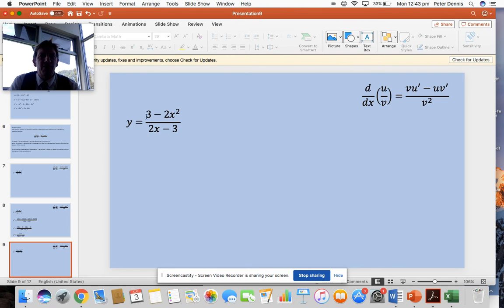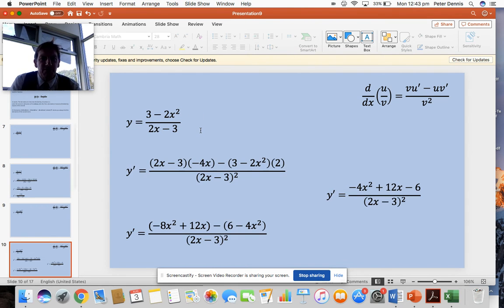And this last one, it's a little bit more happening here and a lot more negative. So again, what are we going to do? It's going to be the bottom times the derivative of the top minus the top times the derivative of the bottom. So when we look at that, it's the bottom, 2x minus 3, times the derivative of this, which is 4x, minus the top times the derivative of the bottom, which is just 2. And of course, it's all over 2x minus 3 all squared.